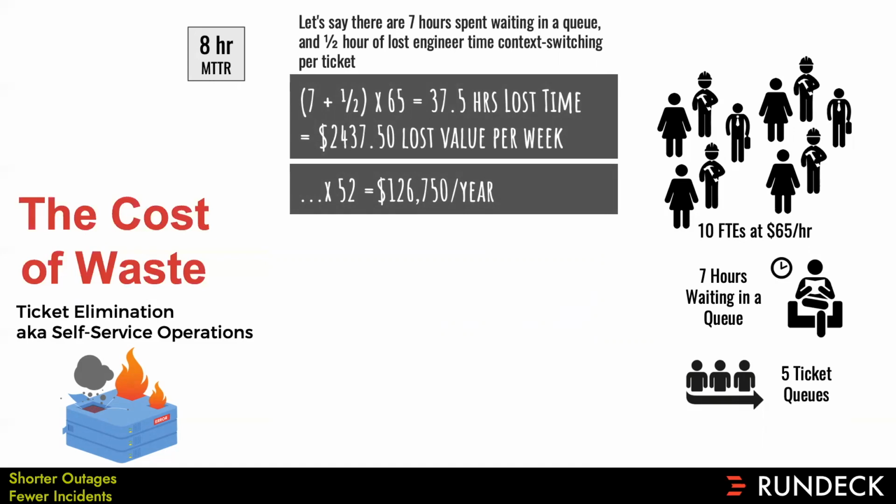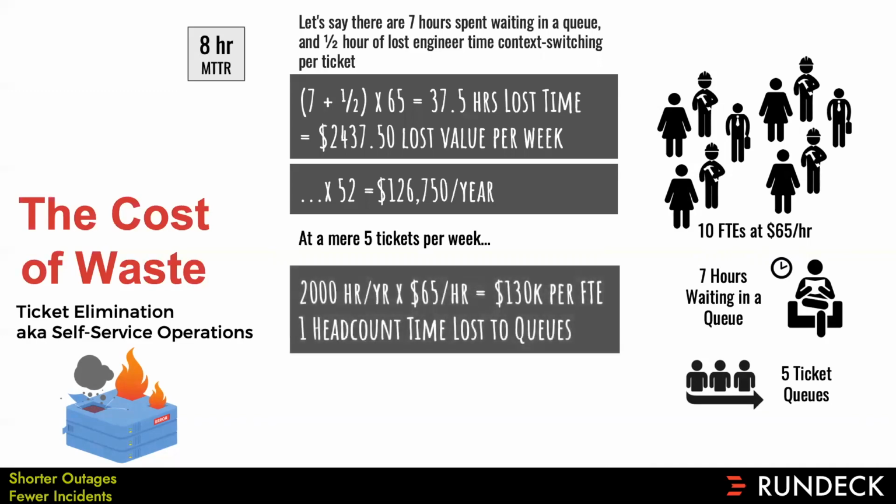Now, what I mean by context switching is there's plenty of evidence. There was even a study done by UC Irvine that says it takes at least 23 minutes for the average person, for the average interruption, to refocus and to get your head back in the game after an interruption. So here again, we're talking about waiting in a queue and trying to pull back from interruptions inside of your organization. So if I multiply that out, I'm going to wind up with 126 grand a year, and that's a mere 5 tickets per week. I don't know anybody who has that few tickets per week, but if I do that, that puts me at 1 entire head count of people in time wasted inside of an organization just at 5 tickets per week.